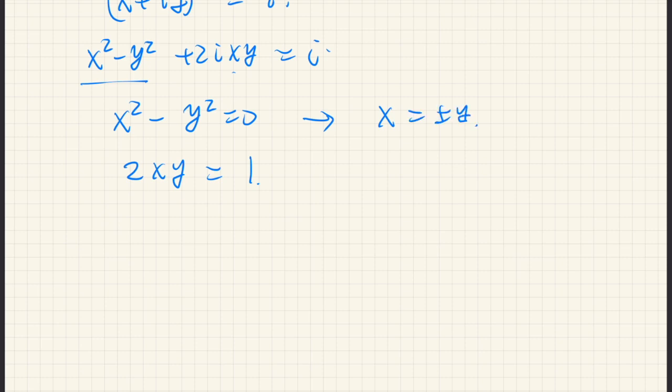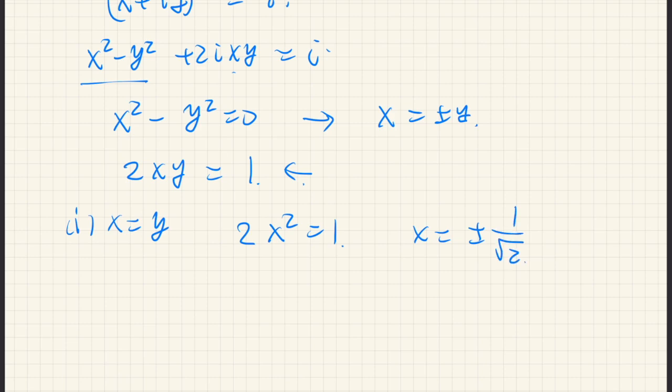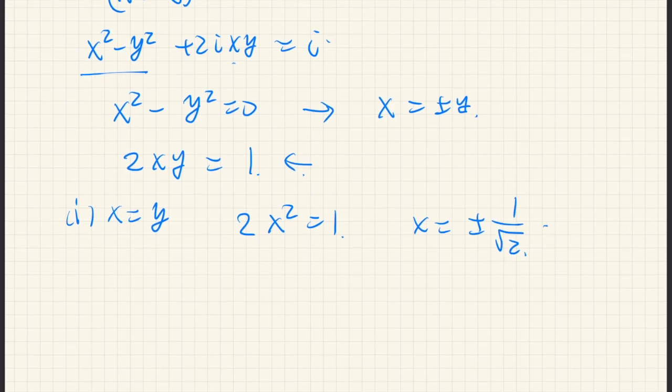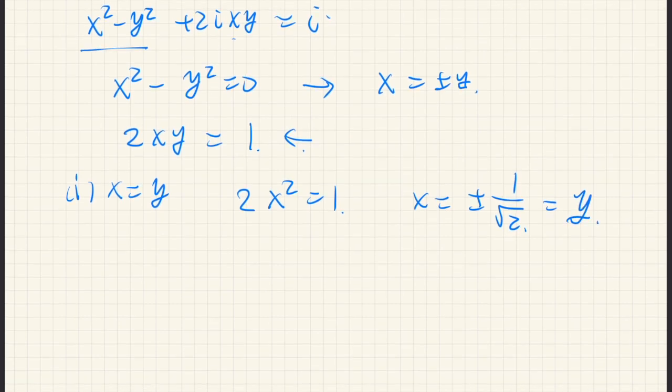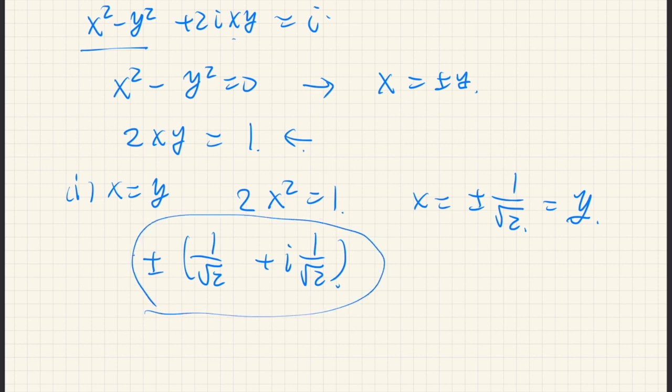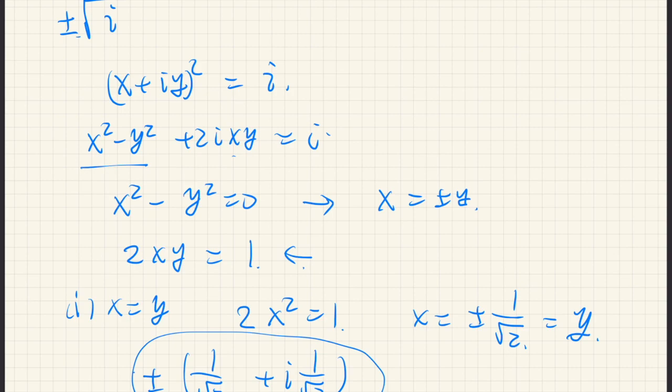Okay. So if x is equal to y, positive y, then from this one, 2x squared is equal to 1 and x is equal to plus minus 1 over square root of 2. And of course this is equal to y. So in that case we have plus minus 1 over square root of 2 plus i times 1 over square root of 2 as the square root of the imaginary unit.